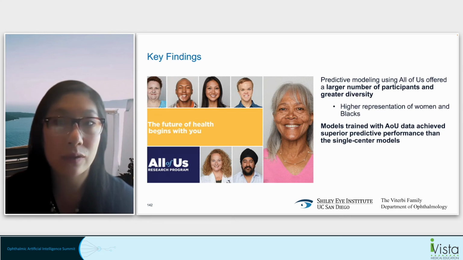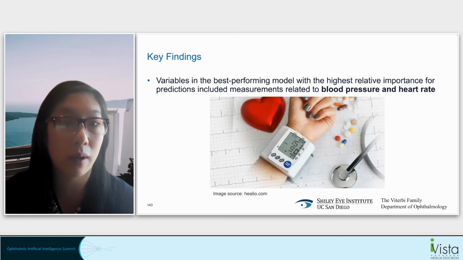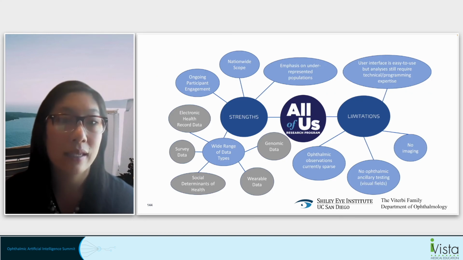So our key findings were that All of Us offered a larger number of participants, really a nationwide scale, greater diversity, particularly better representation of women and Black individuals, and that it did perform better than our single center models. As we had hypothesized, measurements related to blood pressure and heart rate were important when we looked at feature importance analyses.